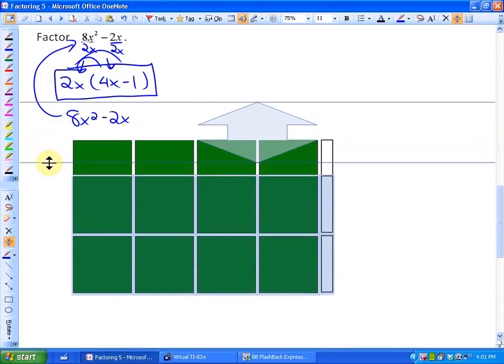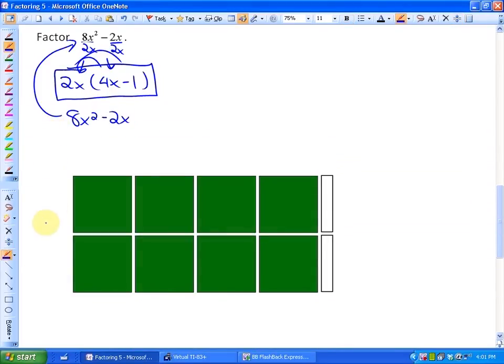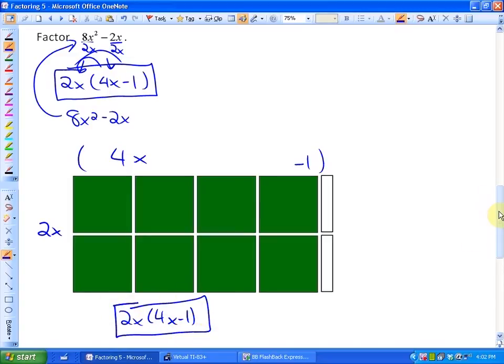If you really wanted to see this with algebra tiles, you can see it right here. I already have the area there for you, but what you can see is this side here is 2x, and this side here is 4x minus 1. So the factors are, again, 2x, which we don't need brackets around, and 4x minus 1. Okay, so regardless of that method.